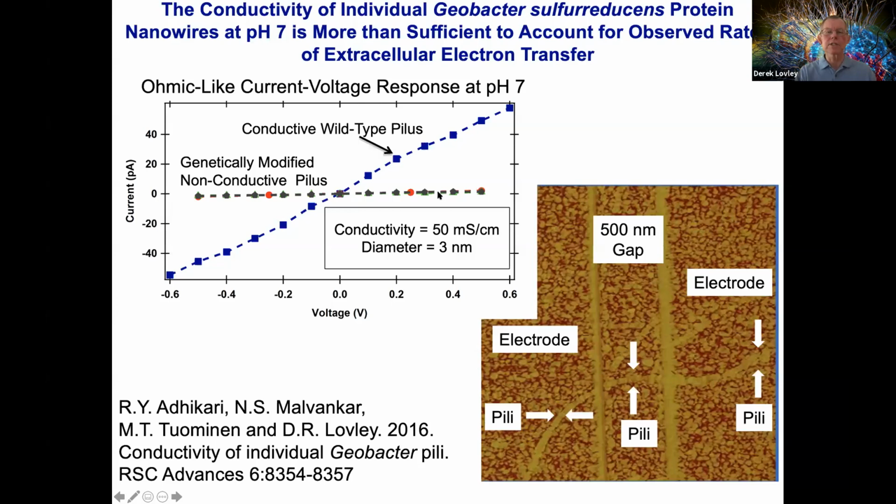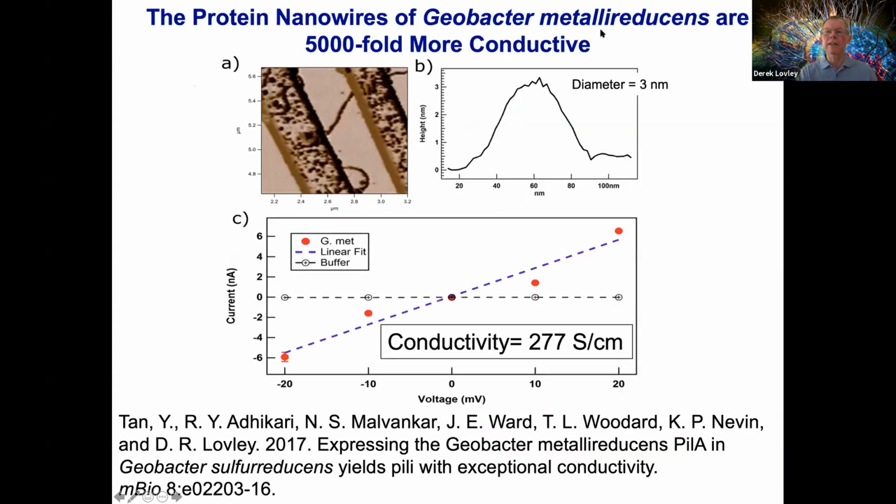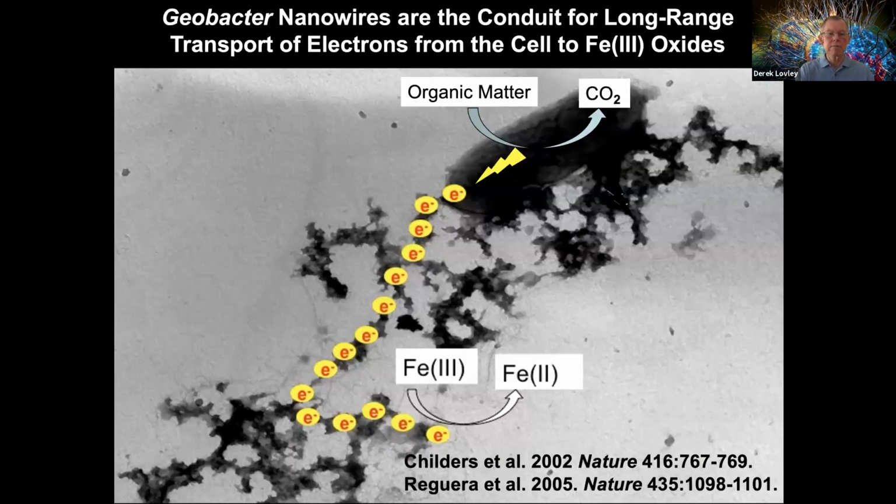So this was some initial measurements with a species known as Geobacter sulfurreducens. Geobacter metallireducens, that original isolate, had even more conductive pili, 5,000-fold higher. This is conductivity. It's getting up to close to that of a carbon nanotube, and I'll explain later why that is even more conductive. So this is a concept that electrons generated from central metabolism inside the cell move along the conductive pili and onto the iron oxide, reducing iron 3 to iron 2.